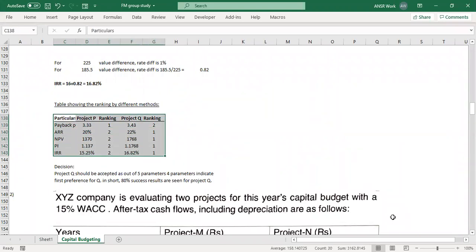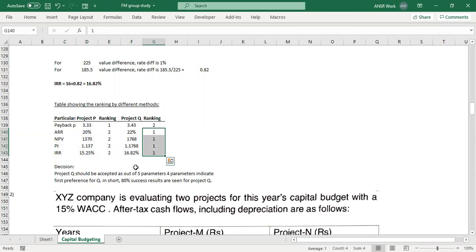As I said, payback period: lower is better, and for everything else, higher is better. And here, if you look at it, Project Q is better in almost 4 out of 5 indicators, right? So you are definitely going for Project Q only.